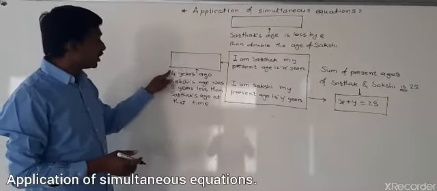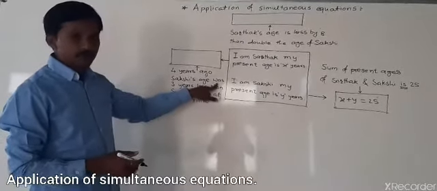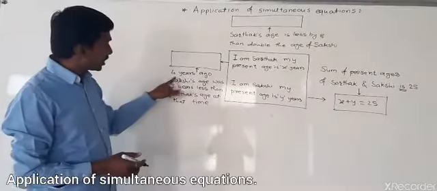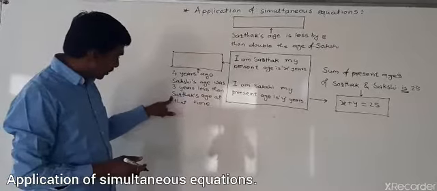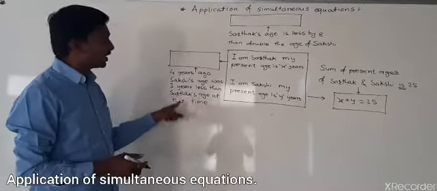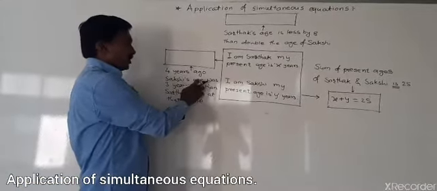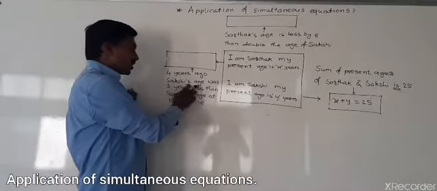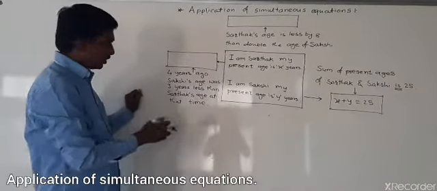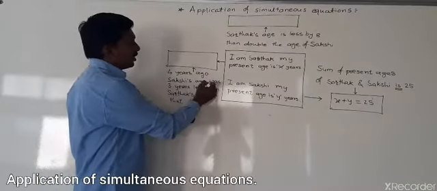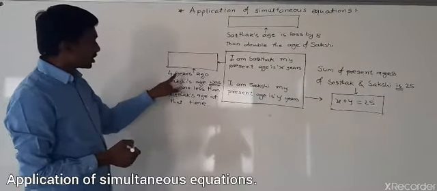It says that 4 years ago Sakshi's age was 3 years less than the present age of Sarthak, that is, 4 years ago Sakshi's age was 3 years less than Sarthak's age at that time. Now see, where is the helping verb? Here we have the helping verb, we have "was".